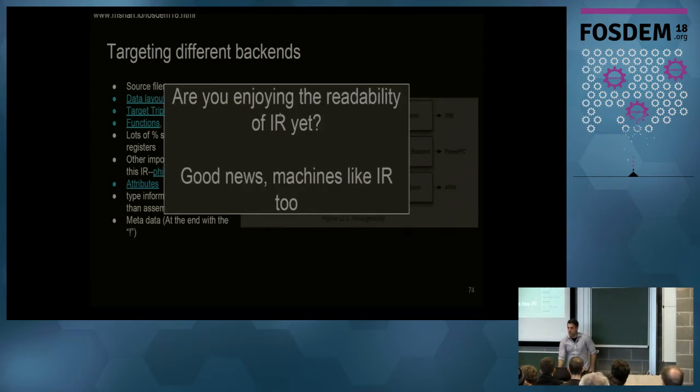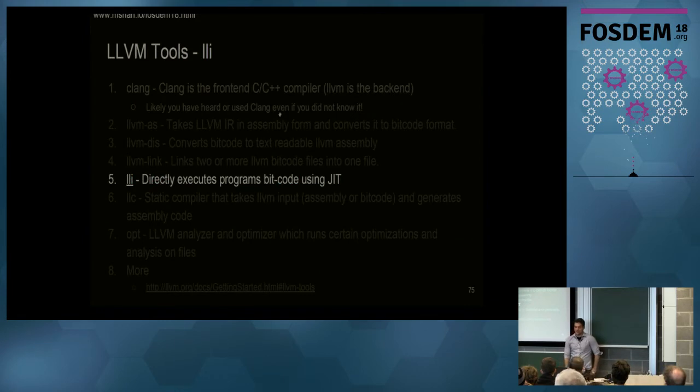Okay. Well, hopefully we're enjoying the IR readability. And the machines enjoy it too. Because this leads us to our next tool, LLI. It's an execution engine that directly executes program bitcode using its own JIT compiler. So there's a JIT compiler here.